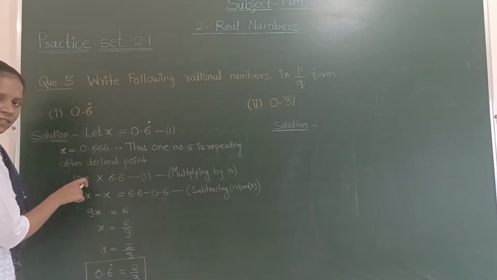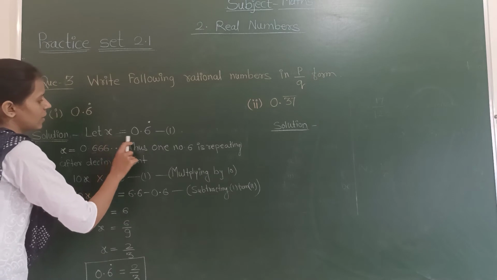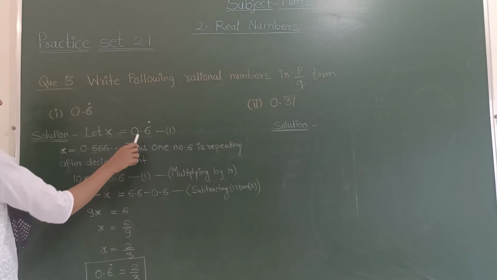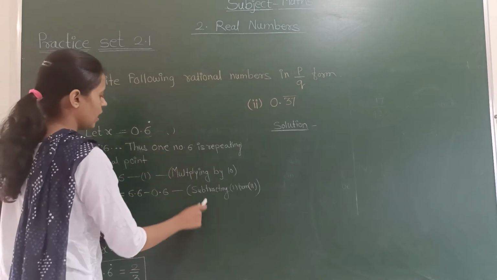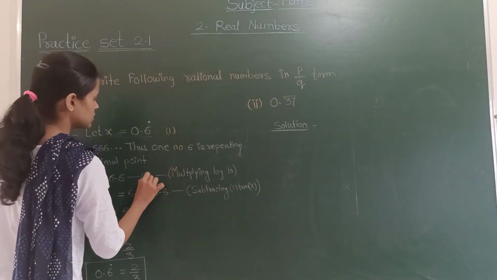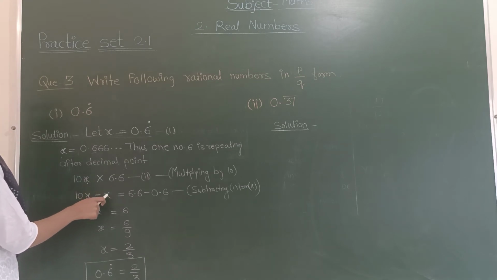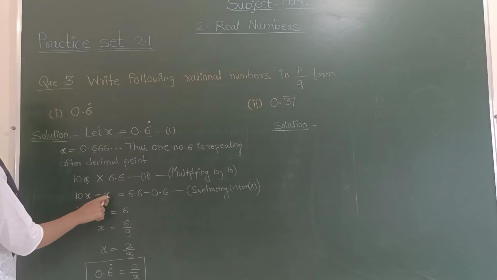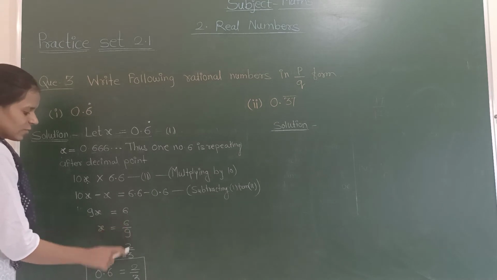So we will take 10. We multiply both sides of equation number 1 by 10. So x into 10 is 10x, and 10 into 0.6 is 6.6. We will call it equation number 2. And next, we will subtract equation number 1 from equation number 2. 10x minus x is equal to 6.6 minus 0.6. So 10x minus x is 9x, and 6.6 minus 0.6 is 6. Therefore x will be 6 upon 9.